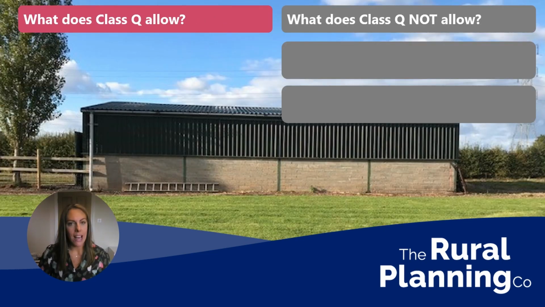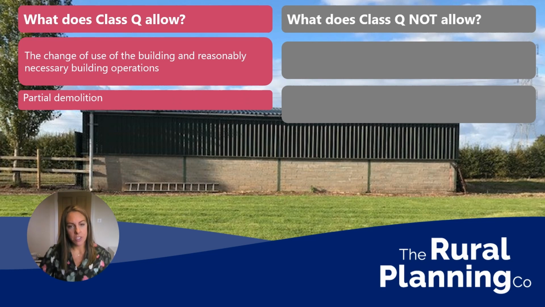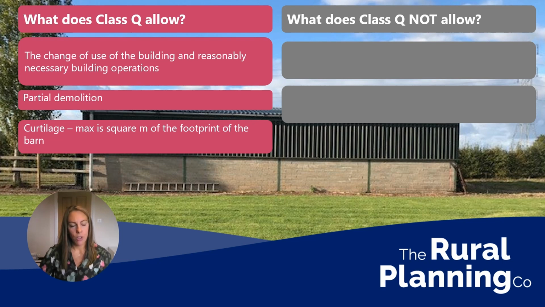So what does Class Q allow and not allow? As we've just described, we're talking about changing the use of a building and the building operations to allow the conversion to a residential unit. In order to facilitate that, you can undertake partial demolition. And through the Class Q, you can also change the use of a relatively small amount of land to curtilage, and curtilage is your garden and parking. Unfortunately, it's relatively limited as to the size that you can get into the curtilage, but we can always increase that through a planning application at a later point in time.